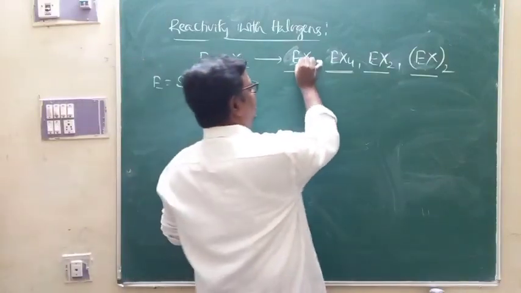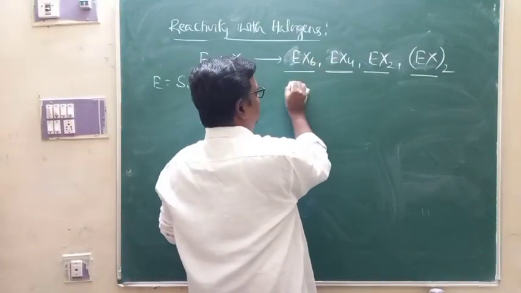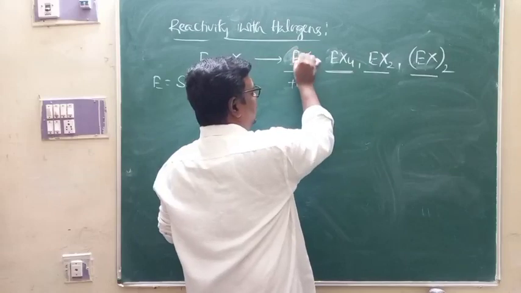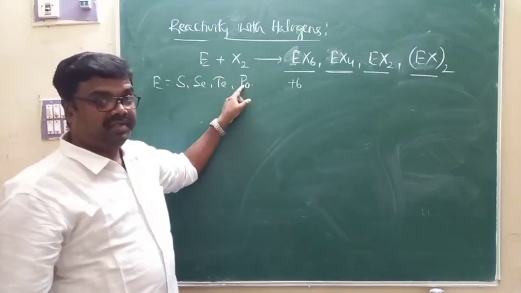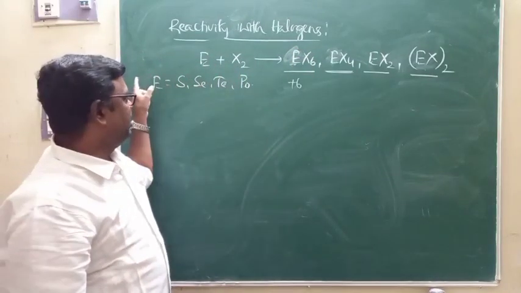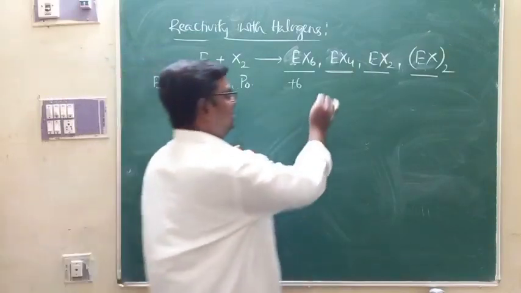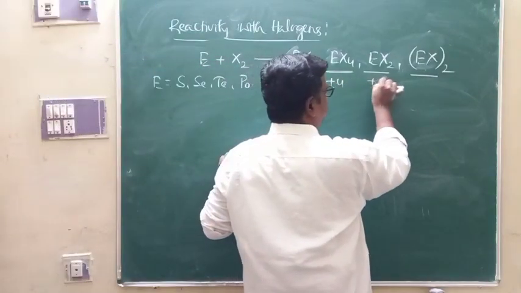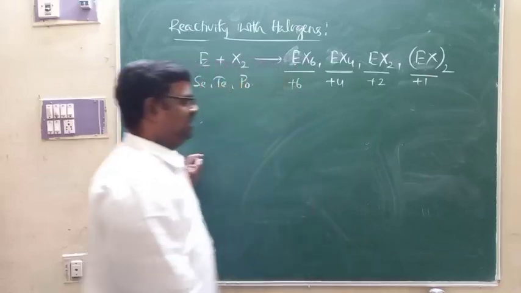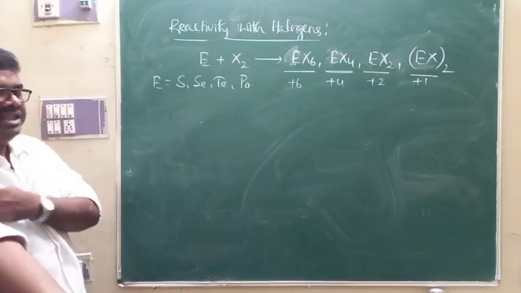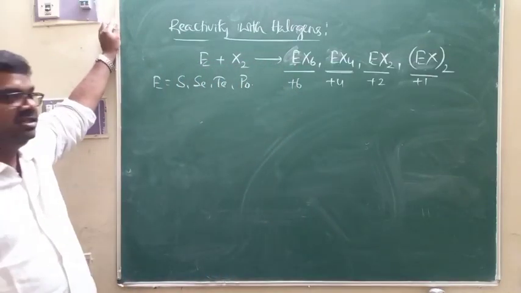In the case of EX6, the oxidation number of the central atom is +6. That is not possible for oxygen, therefore I have not included oxygen here. Here it is +4, here it is +2, here it is +1. These are the oxidation states that you can expect in the case of group 16 elements.